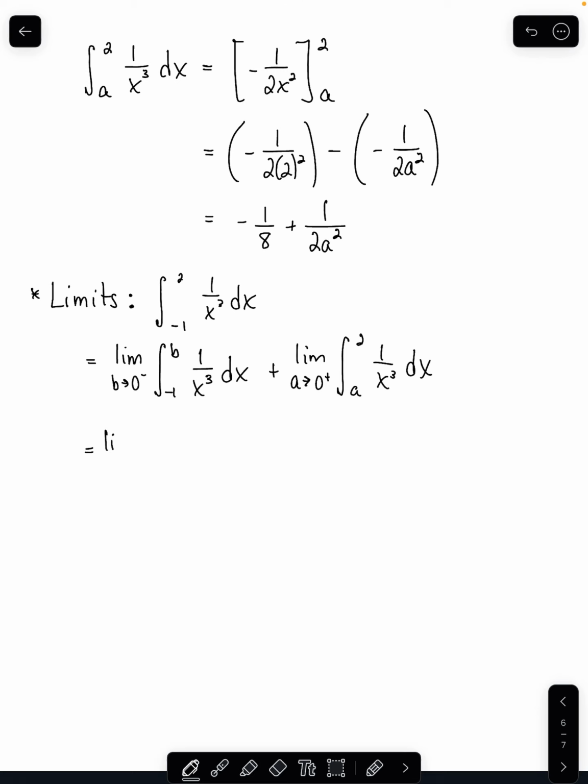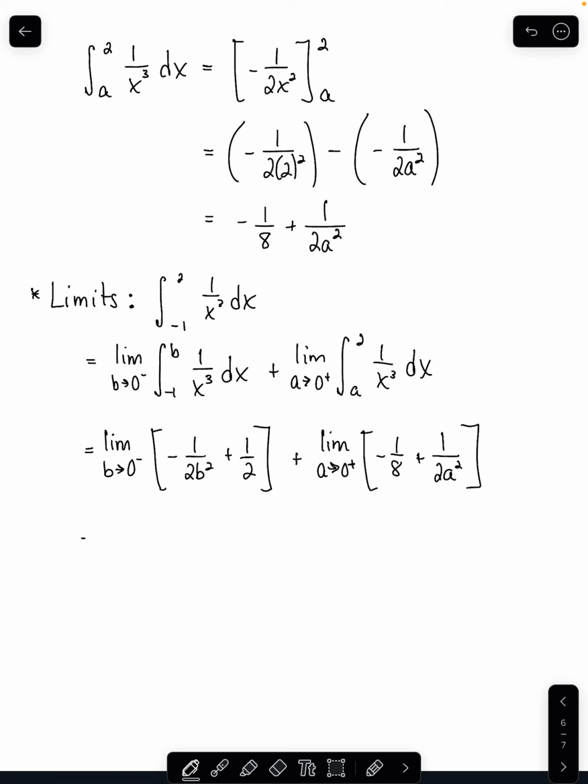So our first is going to be the limit as b approaches 0 from the left of negative 1 over 2b squared plus 1/2. And then our second limit is going to be the limit as a approaches 0 from the right of negative 1/8 plus 1 over 2a squared.